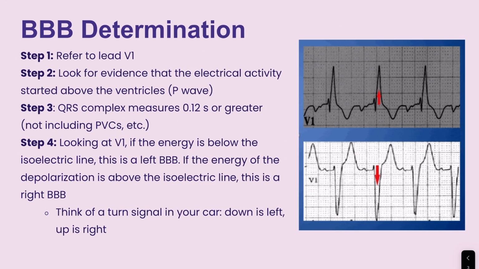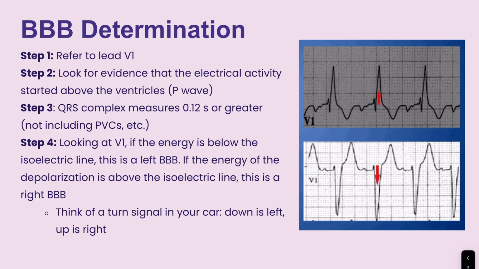Let's talk about determination. Step 1, we're going to look at lead V1. We're going to look for evidence that the electrical activity started above the ventricles, so we want to make sure there's a P wave. Step 3, the QRS complex measures 0.12 or greater, not including any PVCs. Your normal average QRS complex is measuring less than 0.12 seconds.